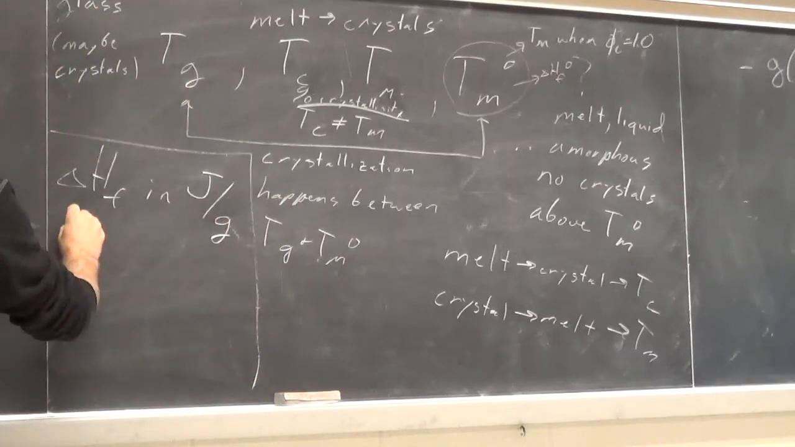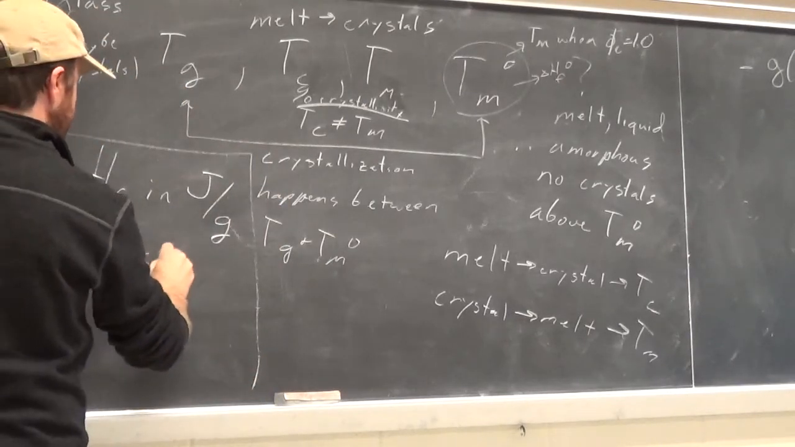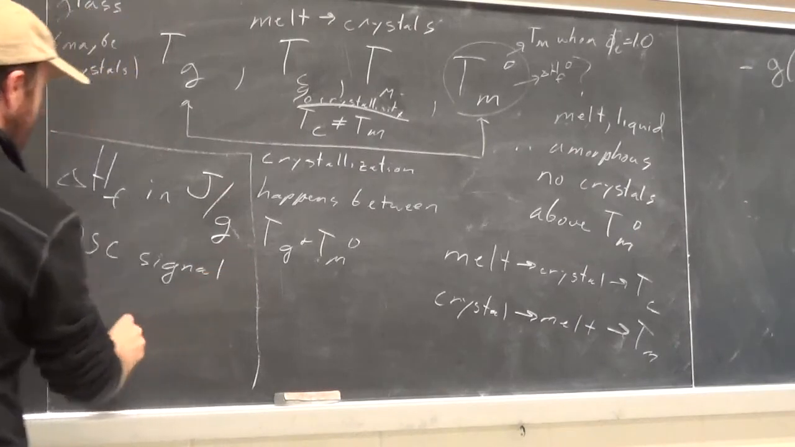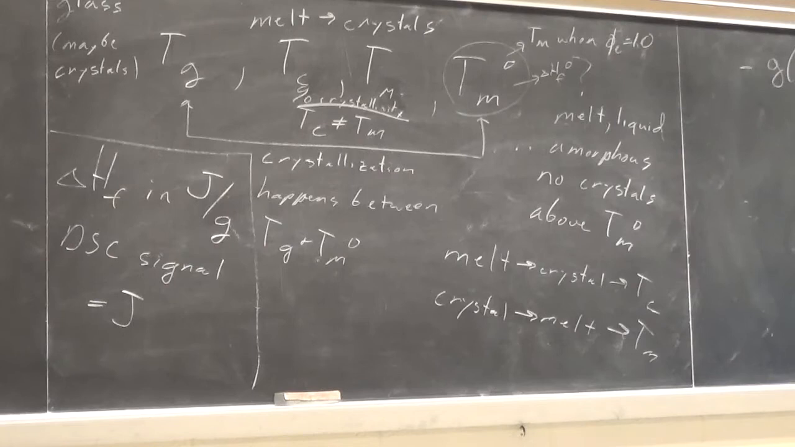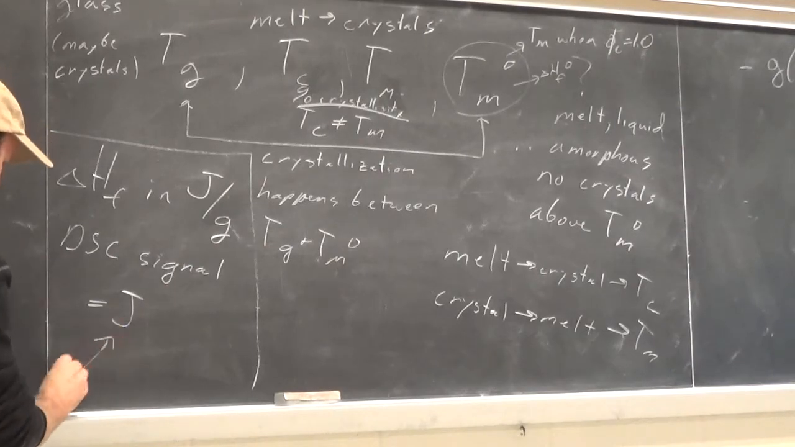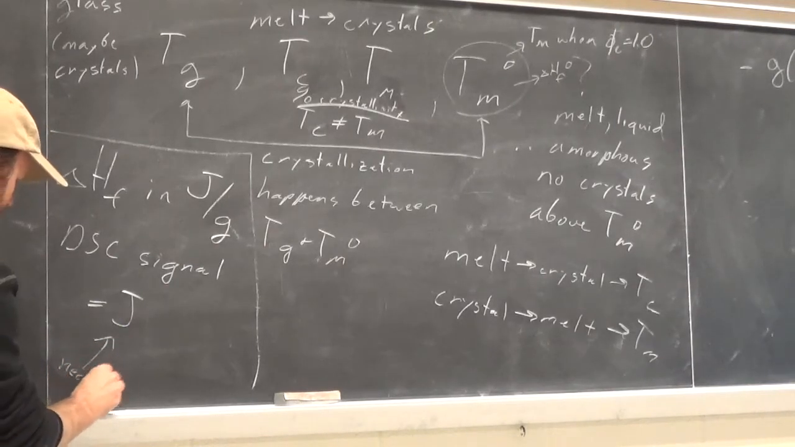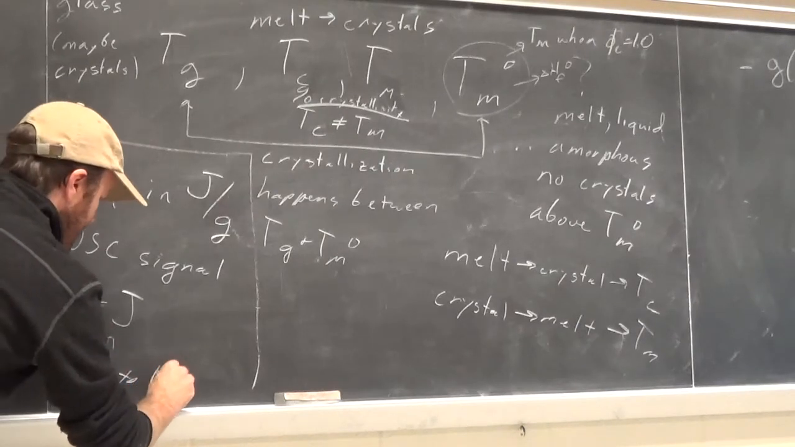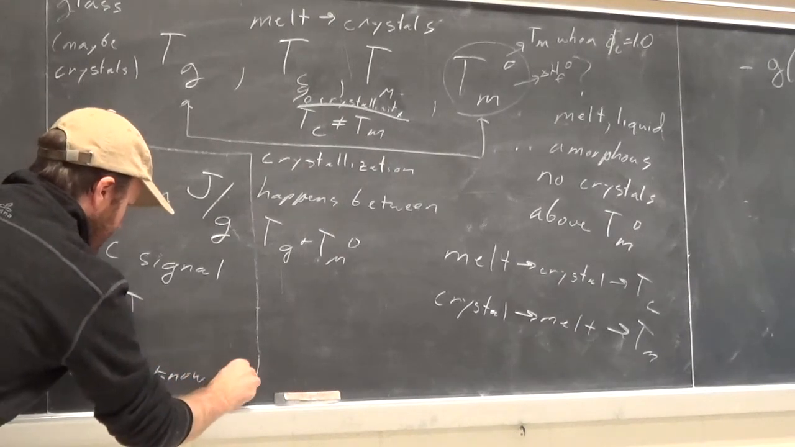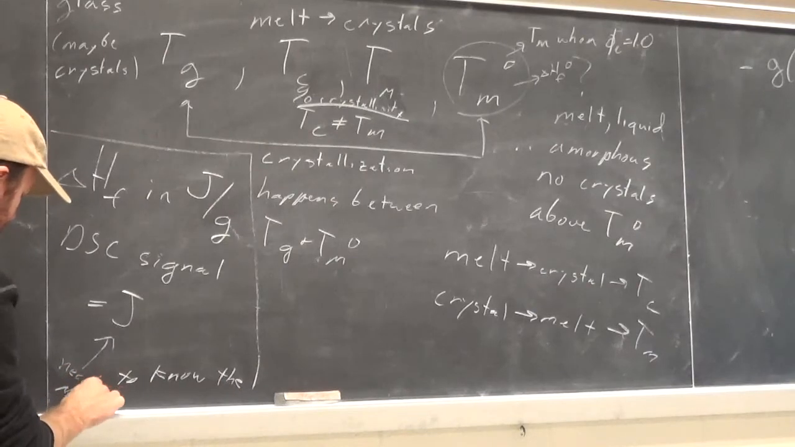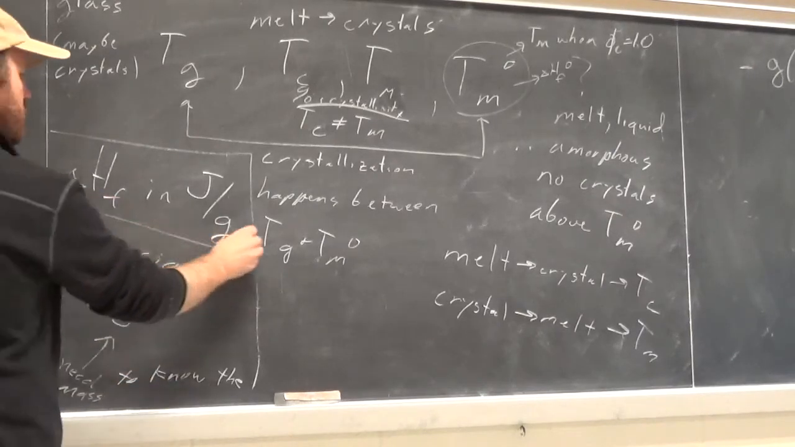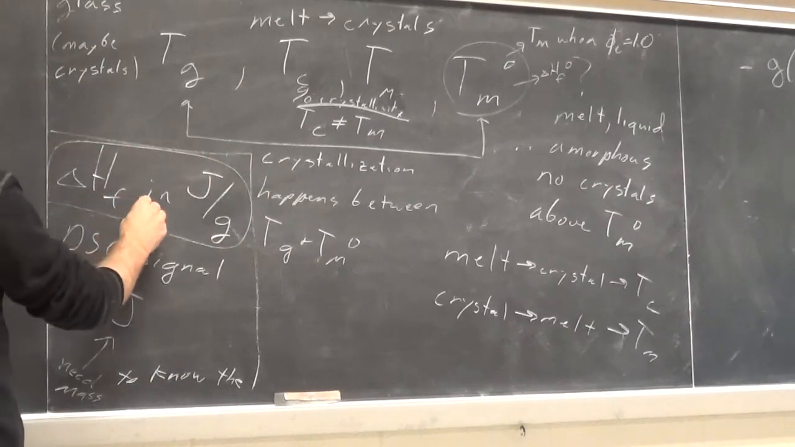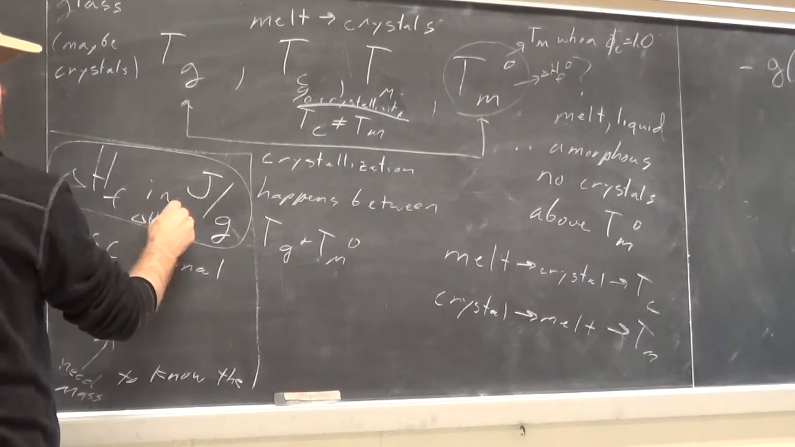And then the DSC signal is usually in joules, right? And so you're going to have to take into account, you need to know the mass to normalize this. And so yes, there was some confusion on the in-class exercise. So joules per gram is something that we can compare to delta HF0.